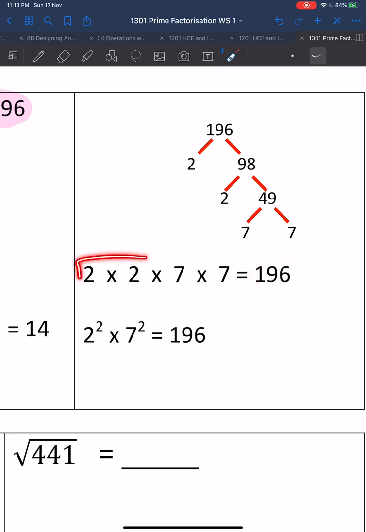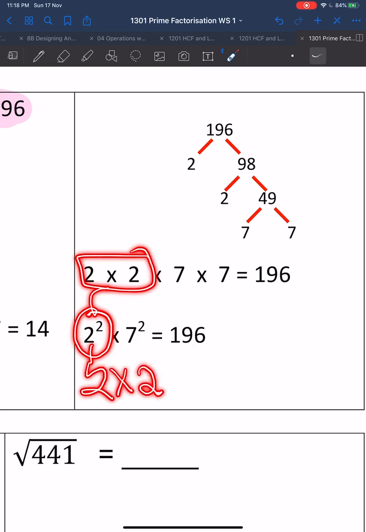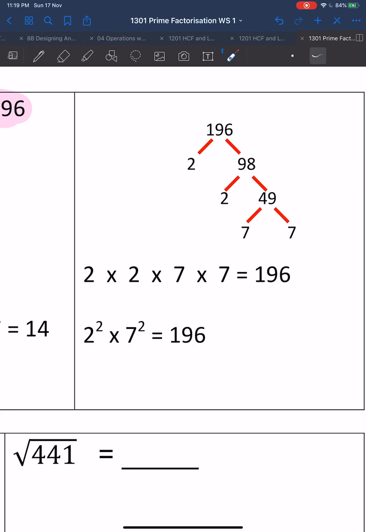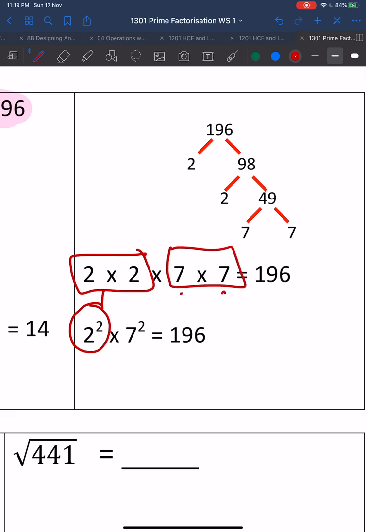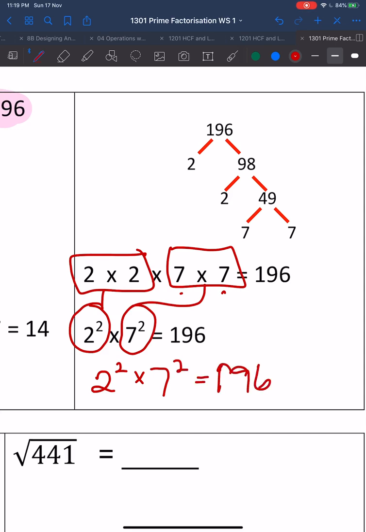Now, remember, if the base is the same, which means the numbers are the same, we can write it as an index. So 2 times 2 we can write as 2 squared, meaning 2 was multiplied by itself twice. Okay? So that's why we can write 2 times 2 as 2 squared. Same with 7 times 7. It's 7 multiplied by itself twice. Okay? And so our final answer would be 2 squared times 7 squared equals 196.